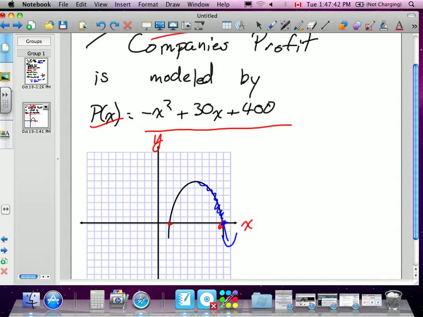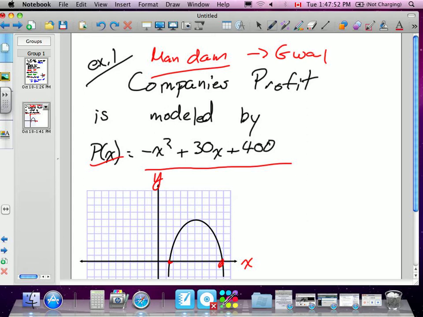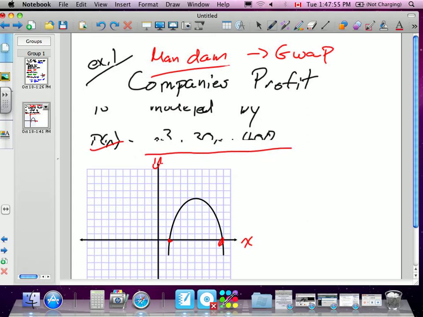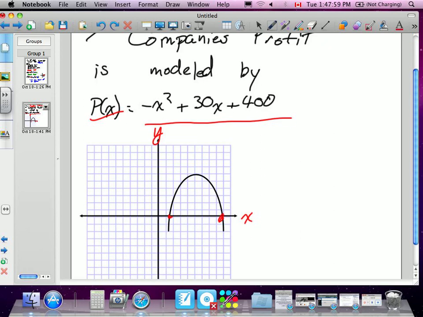So let's say that Mandem, what do they produce, Michael? Guap. Guap? Yeah, guap. It's black pepper money. They produce guap, okay?